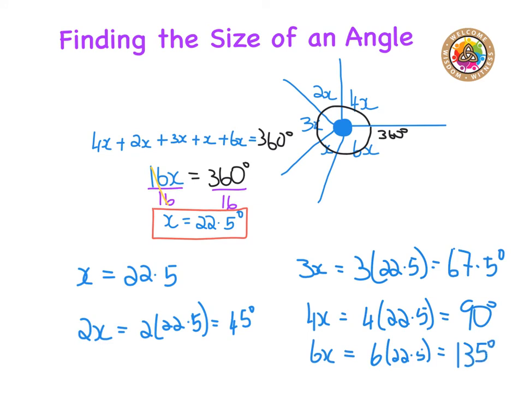And then 6x is equal to 6 times 22.5 degrees, which is 135 degrees. And if I wanted to check, I can just add all of those together, 22.5 plus 45 plus 67.5 plus 90 plus 135, and see, does that give me 360 degrees? And then I know I'm correct.